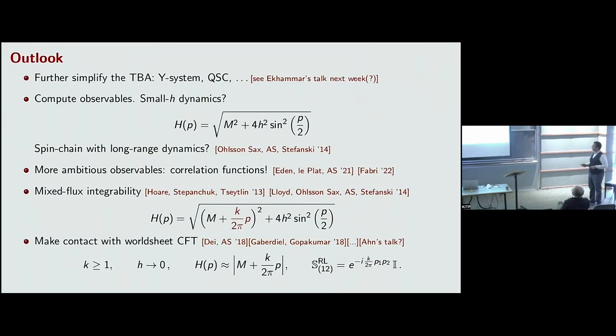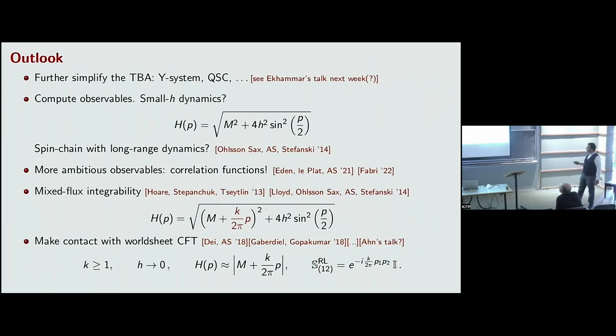The other thing is that we have these equations, which we can study. For instance, we can take the TBA equations and expand them at small h. At small h, it will look like this thing wants to be some sort of simple spin chain. So maybe we get some spin chain dynamics. But you also see that when you don't have m, it looks very funny. So maybe there is some sort of long range dynamics in this spin chain. It's something that should be understood.